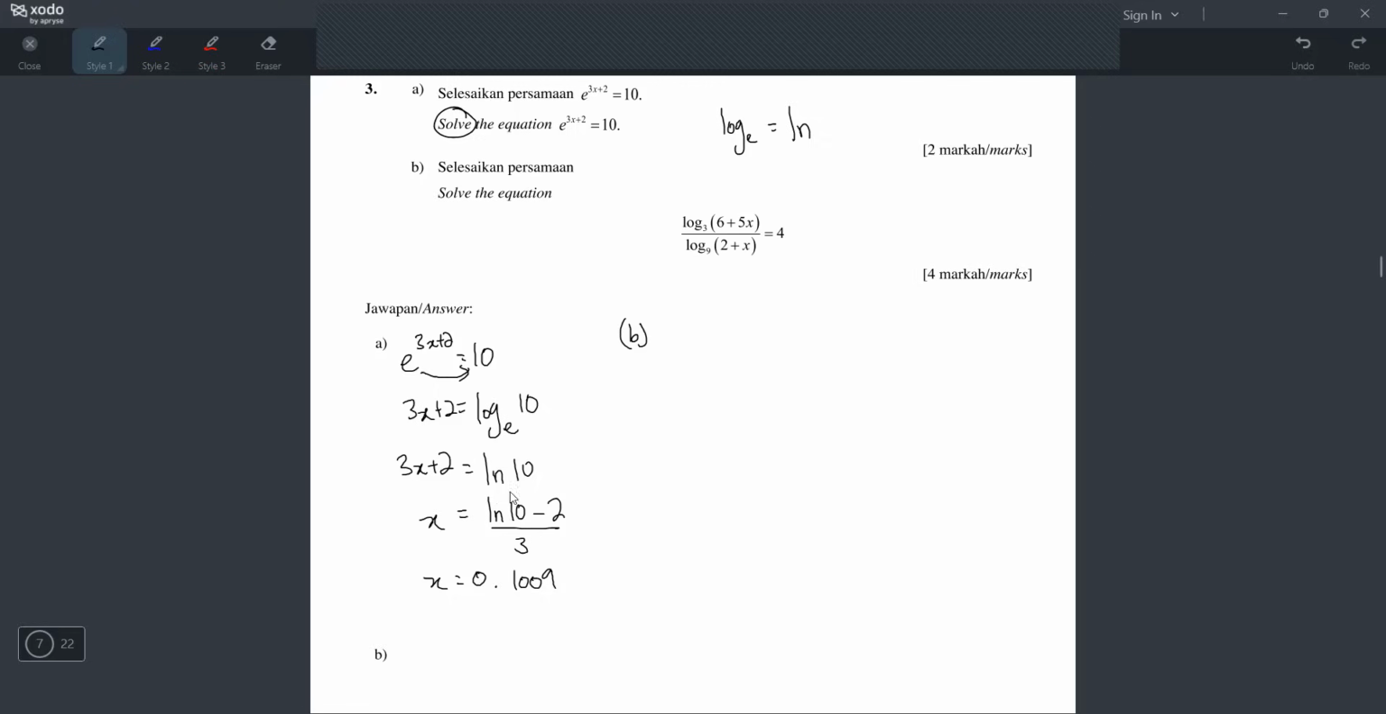Okay, now we continue with B question. So B question, they say solve this equation. All right, so they give you this. Okay, let's look at this. This is log base 3, this is log base 9, and then there's a 4 on the other side. Okay, how do we do this?